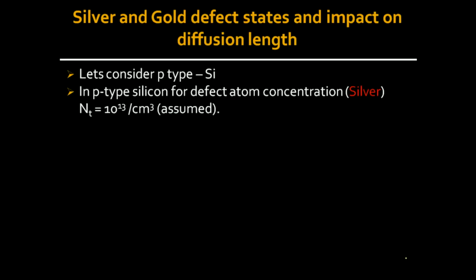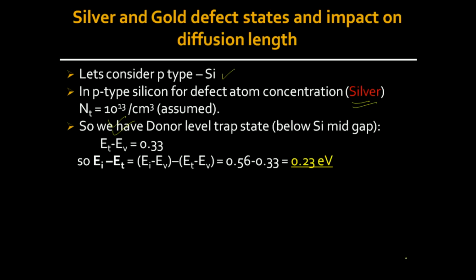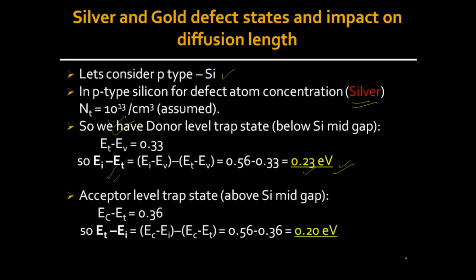Now let us see how it is going to impact the diffusion length and lifetime of the minority carriers in silicon material. Let's consider p-type silicon, and first consider the contamination with silver, where the defect atom concentration is 10 power 13 per centimeter cube. This is our assumption. We have already seen that the donor level trap state is 0.23 below the mid gap state, and for the acceptor level it is 0.20 electron volt.